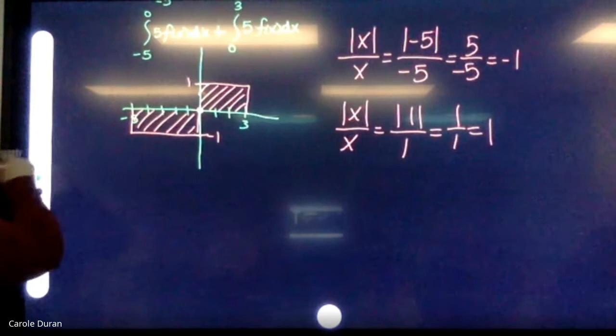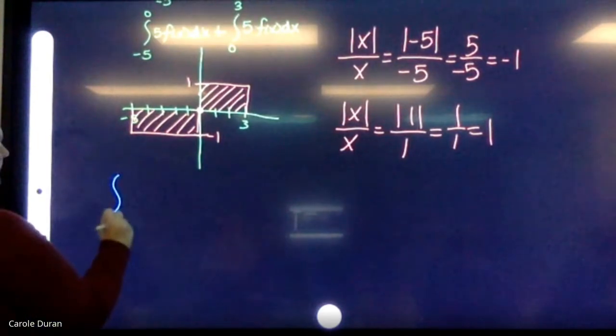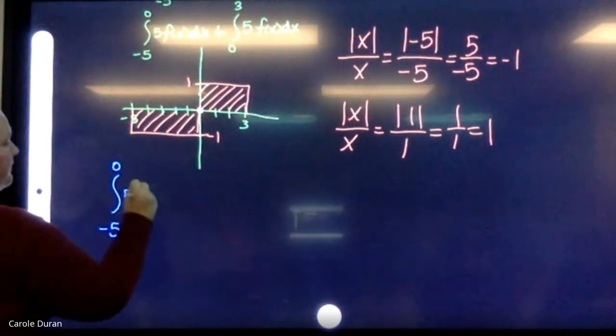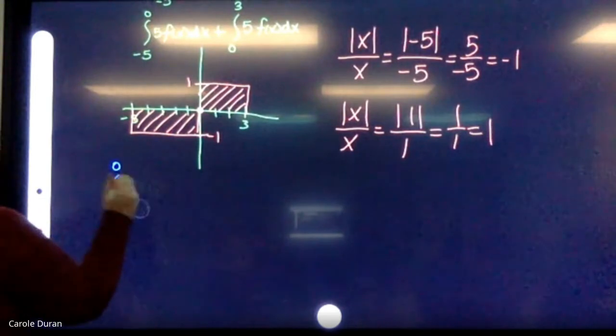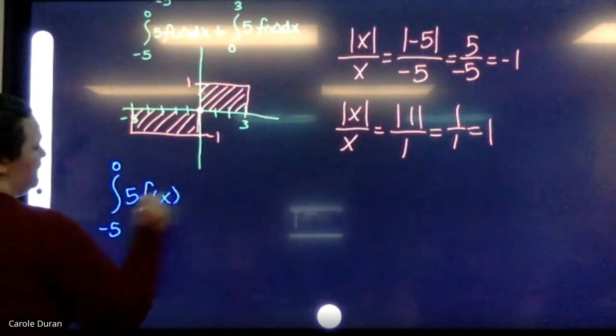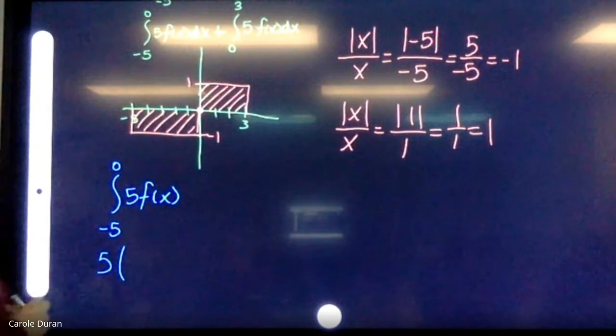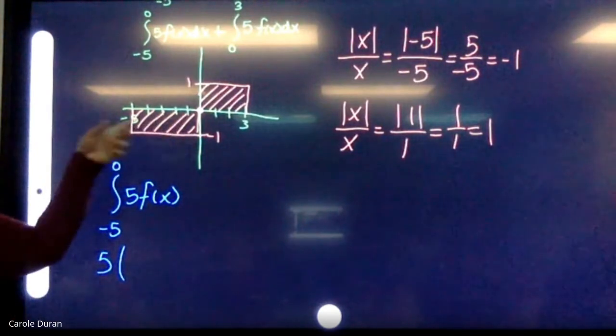Okay, so I know that the integral from -5 to 0 was 5 times f of x dx, which means that 5 comes out front. And I multiply it by the area of that shape. What is that shape?